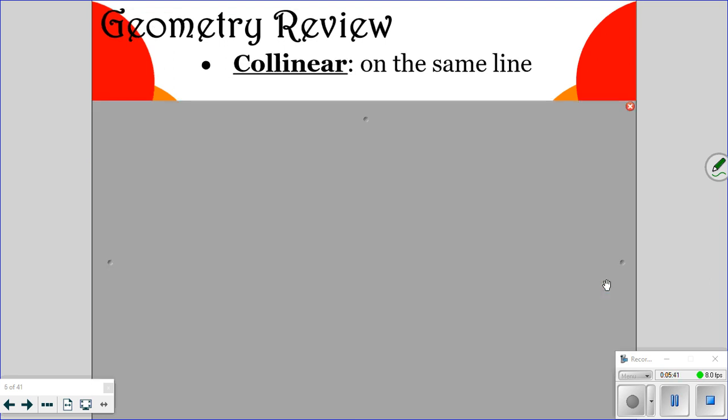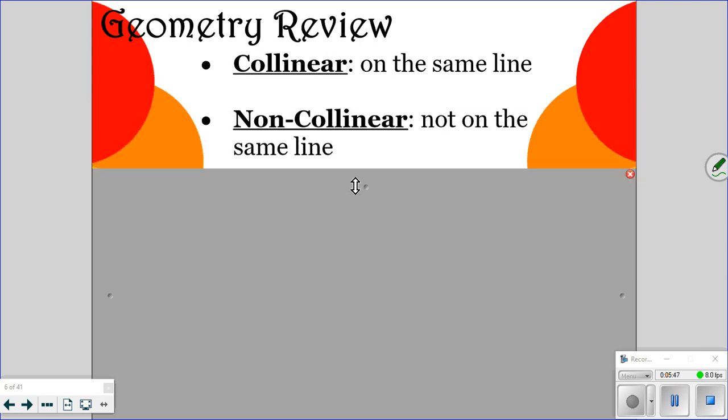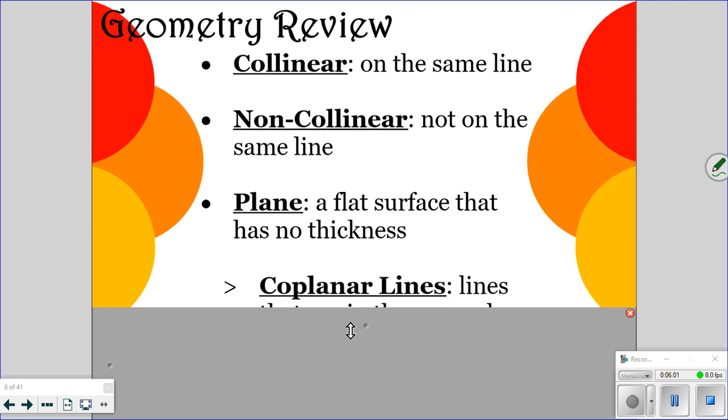Okay? Collinear means that they are on the same line. Non-collinear means it's not on the same line. If you have a plane, it's a flat surface that has no thickness. So the classroom floor is a plane, the ceiling is a plane, your desk is a plane, it's just flat. It has no thickness.